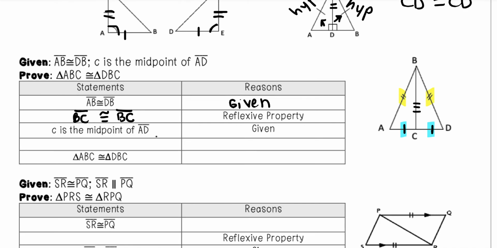Then we have C as the midpoint of AD. That is given. And because of that, we know that AC has to be congruent to CD. And the reason for that is just the definition of midpoint, because we know that if you have a midpoint, then it breaks it up into two congruent sections. So we call it the definition of midpoint as our reason there. So finally, we can come to the conclusion that triangle ABC would be congruent to triangle DBC, and that's because we have three sides of these triangles that are congruent to one another. So this would be because of the side-side-side theorem.